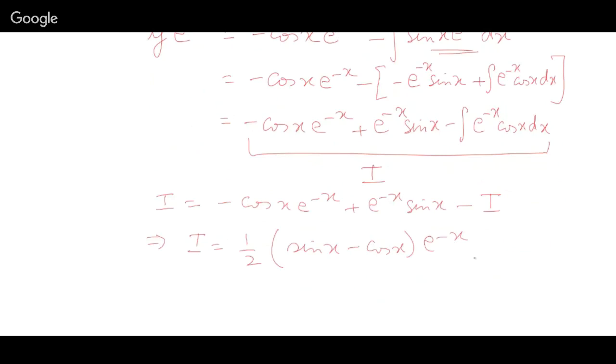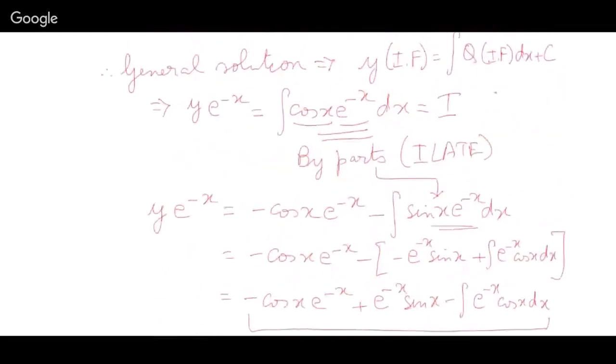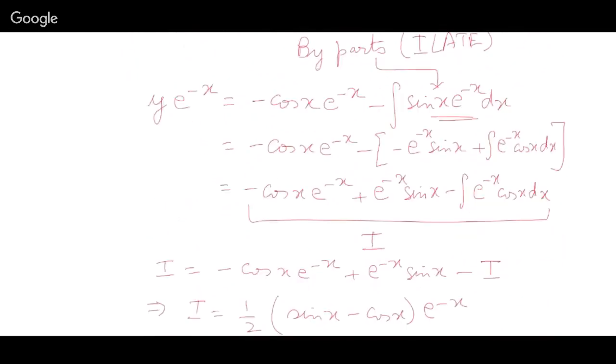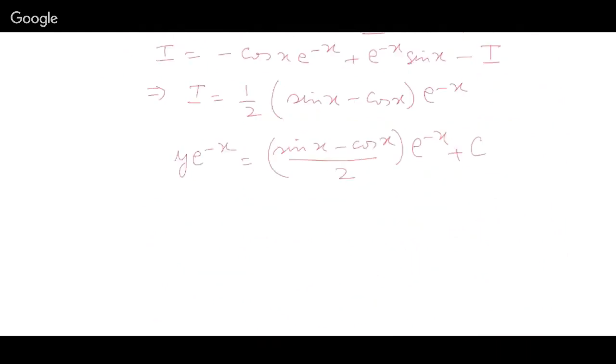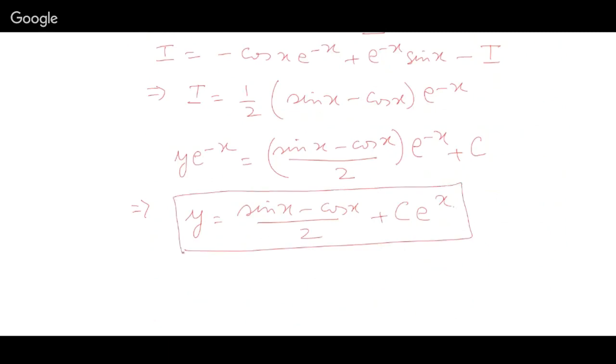Now we can replace this I in our general solution equation, and what we'll get is y e to the power minus x is equal to sin x minus cos x divided by 2 into e to the power minus x plus c. Now taking all the x variable on one side, we'll get y is equal to sin x minus cos x by 2 plus c e to the power of x. Now this is the general solution of the given differential equation.